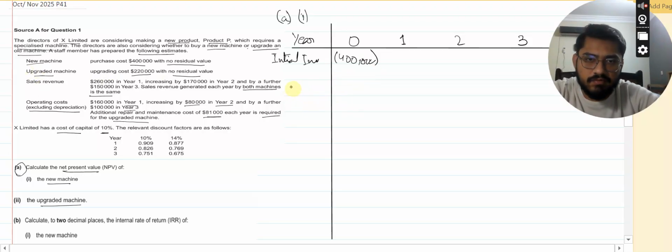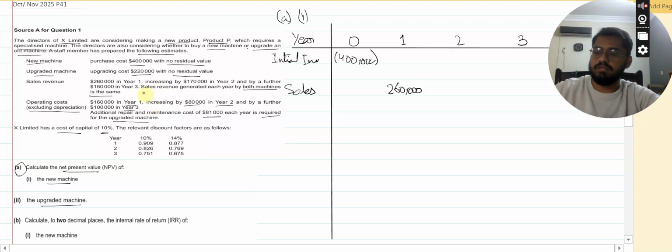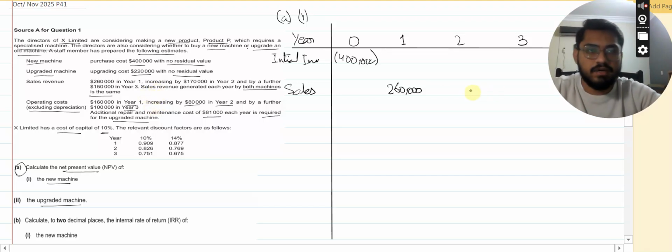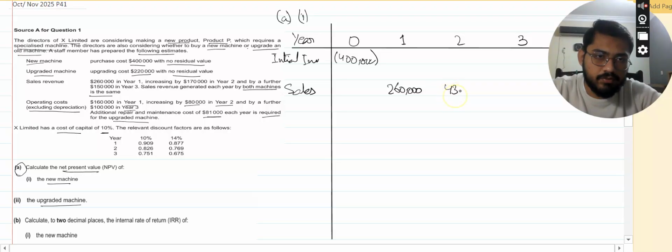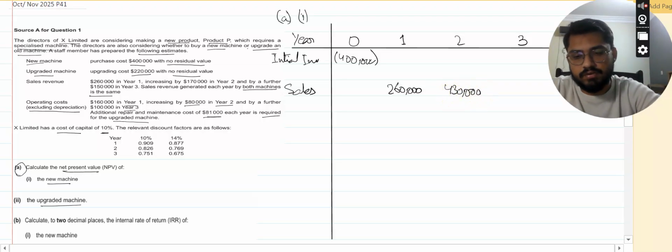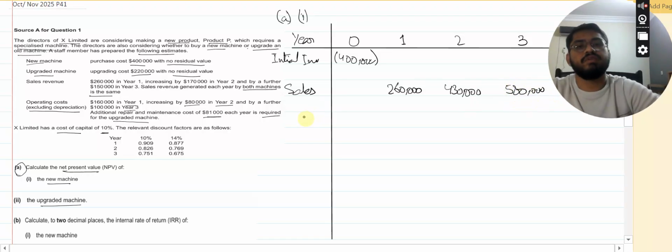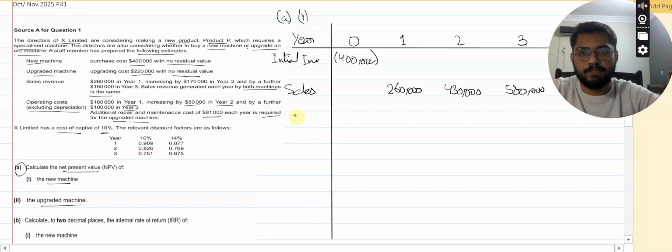Then we have some inflows in the form of sales, which for year 1 is 260,000. In year 2 this will increase by 170,000. This should add up to $430,000, and then a further increase of 150,000. So in year 3 the revenue should be 580,000.